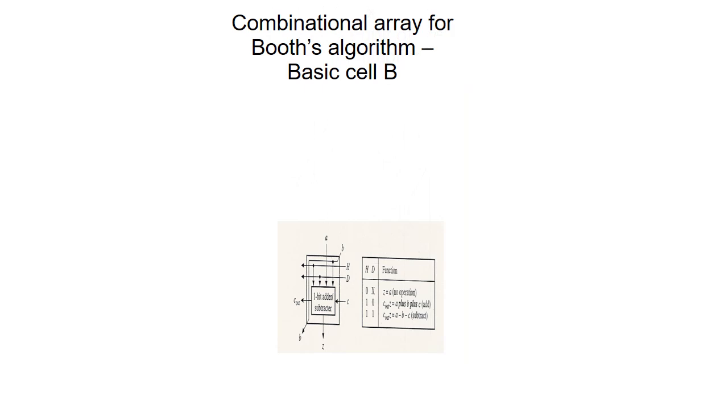Combinational array for Booth's algorithm. So that is the basic cell B. So here the H and D values are given, that is 0 x, 1 0, 1 1. So 0 x means its function will be z is equal to a, no operation should be done. And c x z, that is a plus b plus c add, is given. Next c add z, c sub z, that is a minus b minus c, that is the subtraction that should occur in the functional process.